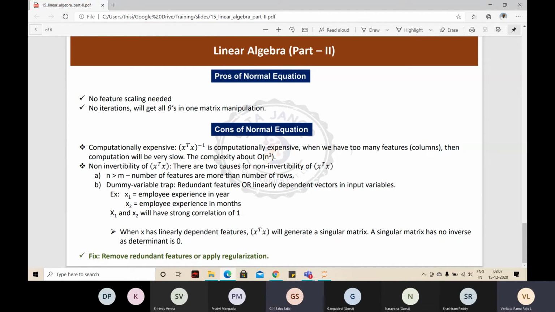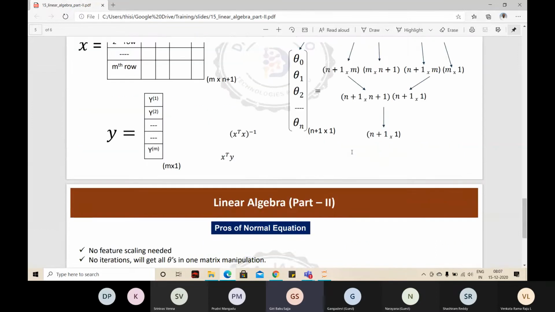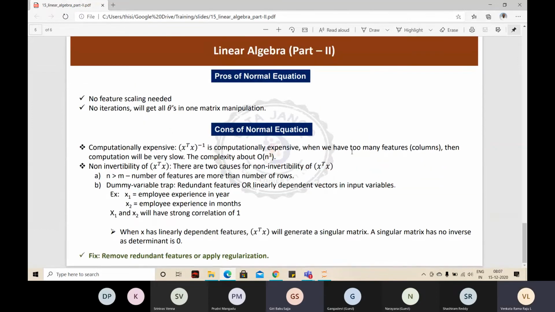So you mentioned that when there are more columns than rows, in that case the number of equations will be less than the number of unknowns. That's what you said, sir. Correct? Yeah, the number of thetas.